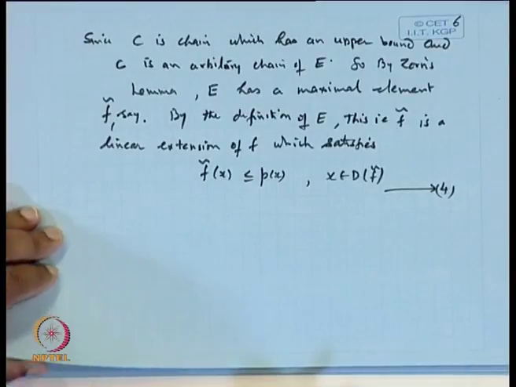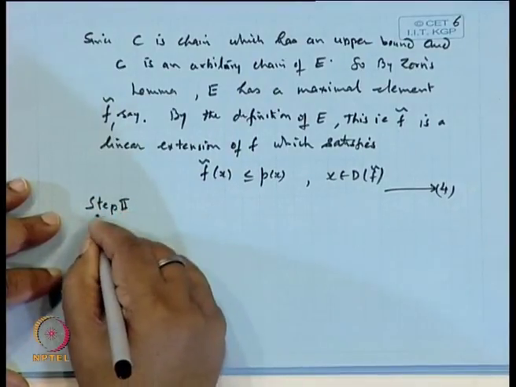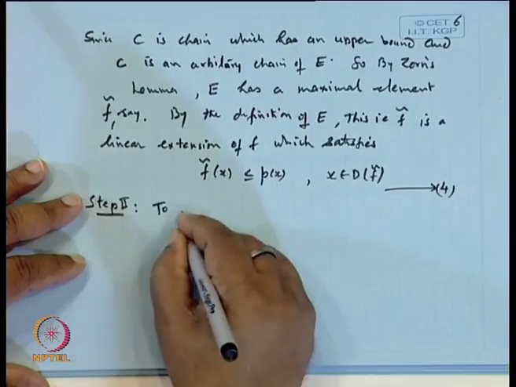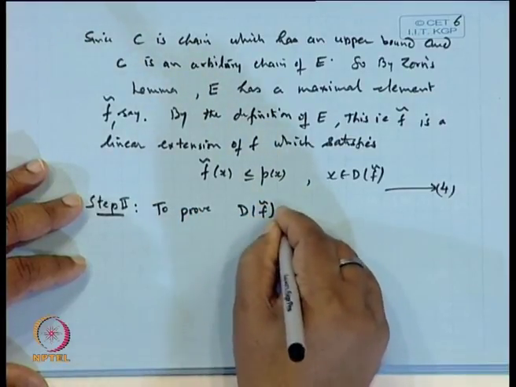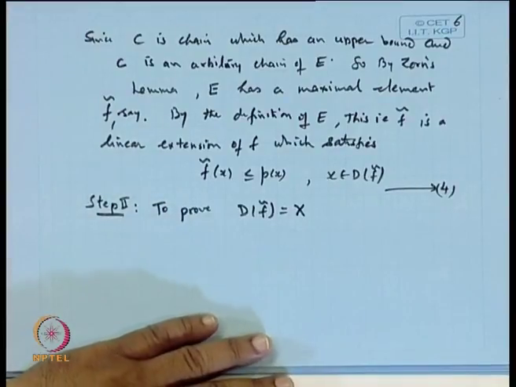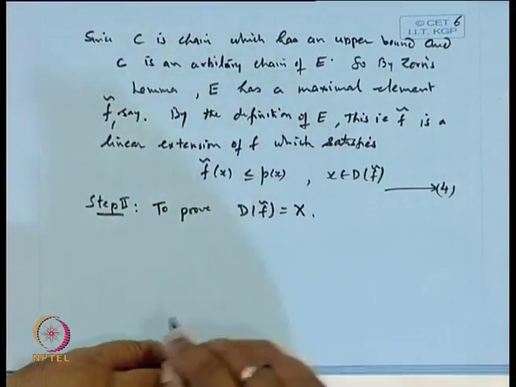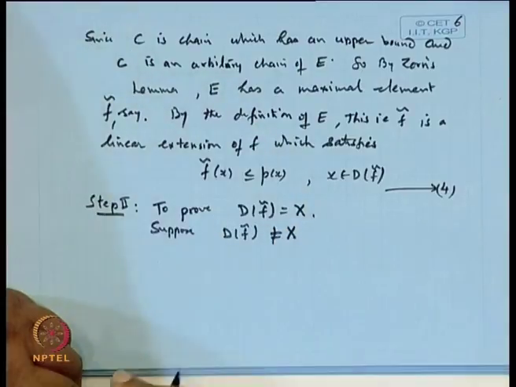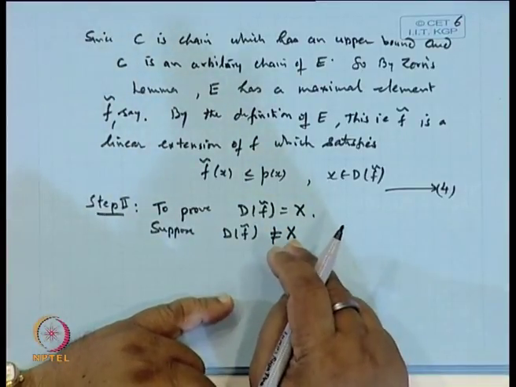Now, we will show that this f delta is defined on the entire x. So, step 2. We now show that the domain of f delta is the entire x. If it is x, then we say it is defined on the entire x. Suppose this is not true. Suppose the domain of f delta is not equal to x, that is, there exists some point in x but not in the domain.